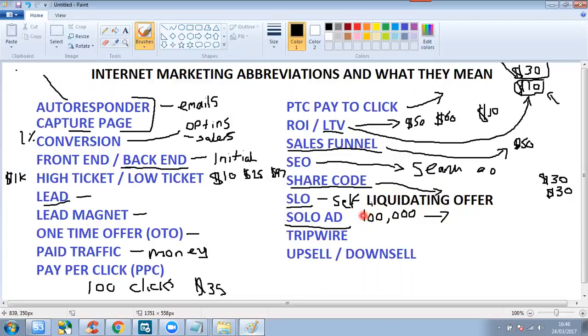Somebody else has a big email list and you're paying that person so that you can send your advert to that person's list. That's what a solo ad is.